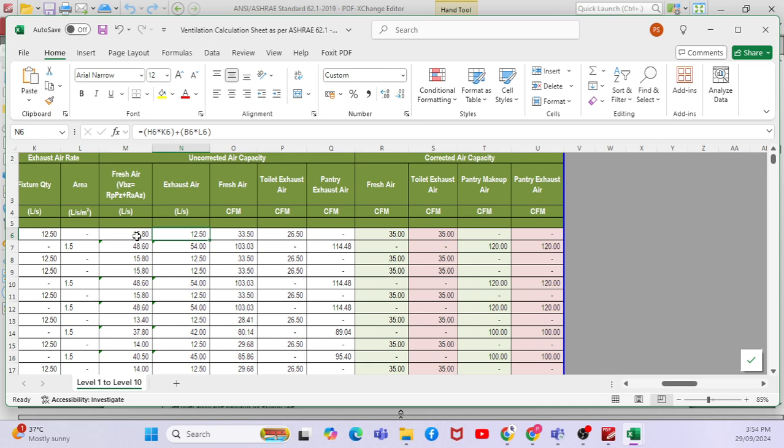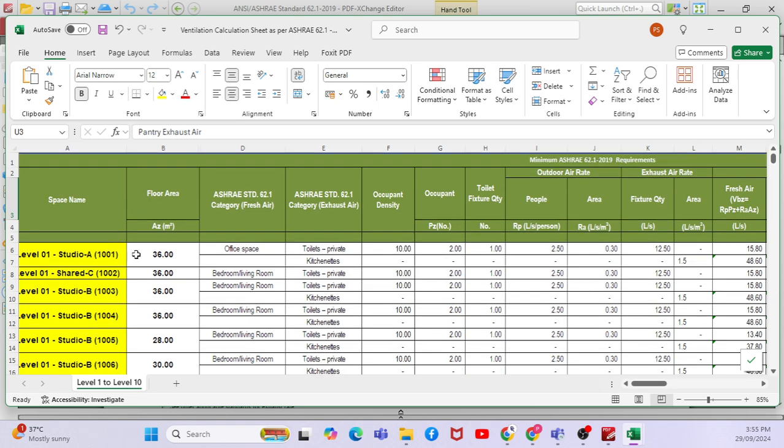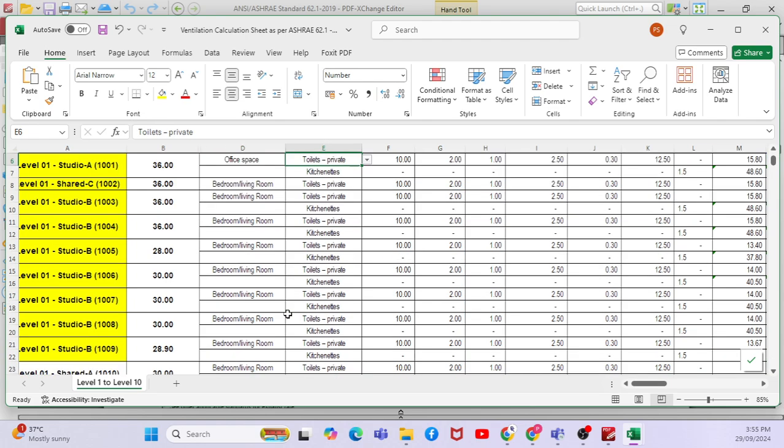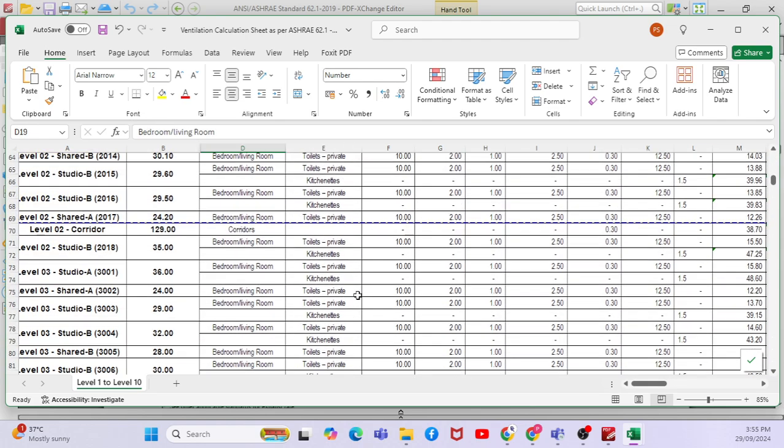So I have to decide where I'm going to create a positive pressure and where I'm going to create negative pressure. If I make positive pressure, it means the fresh air is more than the exhaust air. If I create negative pressure, the exhaust air is more than fresh air. Clear, right? So based on that, I'm going to calculate my total fresh air requirement and exhaust air requirement. Whether it is for pantry makeup or pantry exhaust or garbage exhaust, whatever it is, I'm going to calculate what is the fresh air required for that space and what is the exhaust air required for that particular space. I will be calculating for each and every category, for example office, toilet, bedroom, living, like that.